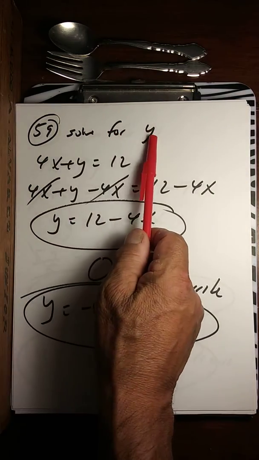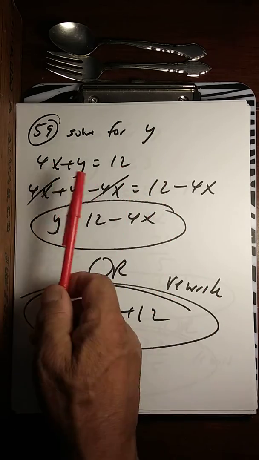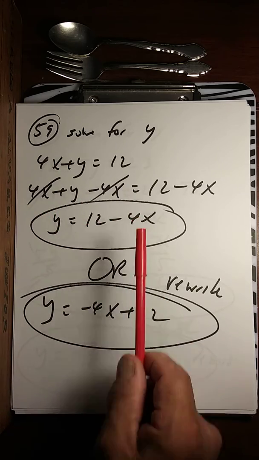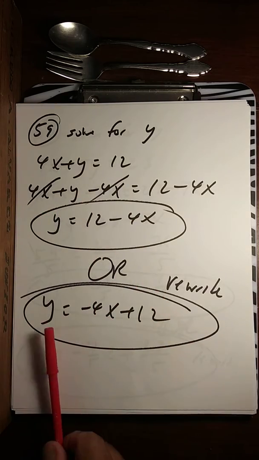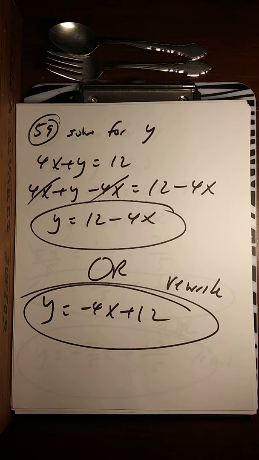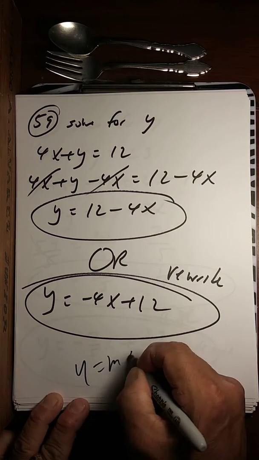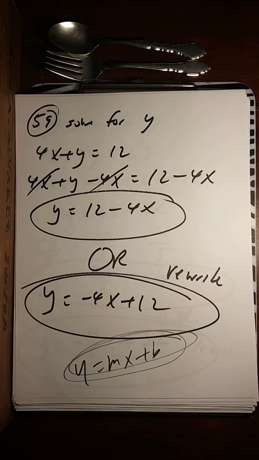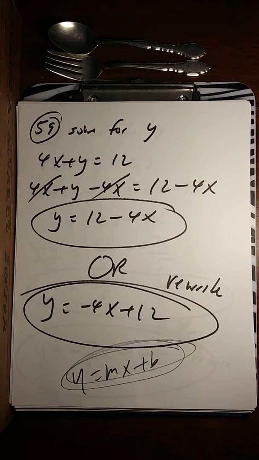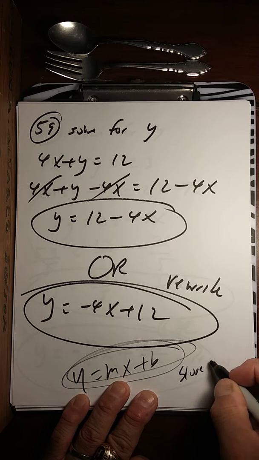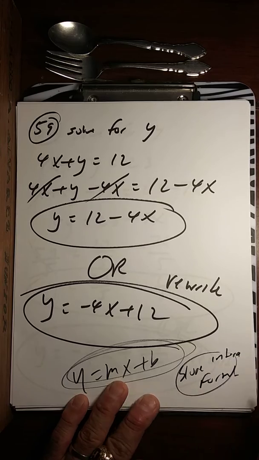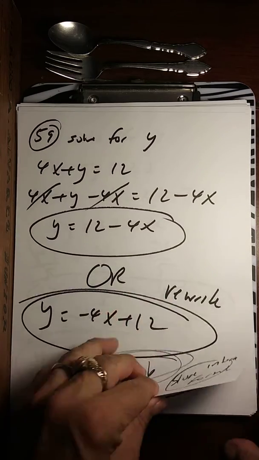Solve the linear equation for y. You get y by itself for the linear equation. So minus 4x, y equals 12 minus 4x. Or you can rewrite it like this. y equals negative 4x plus 12. Because in the future, you're going to have to use this formula here. The slope-intercept form. Okay? It's called what? Slope-intercept formula. You'll see. Alright, next one.